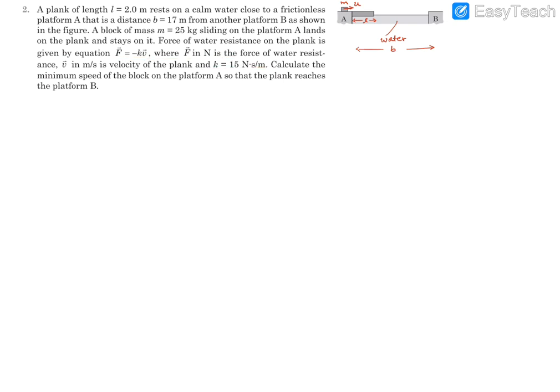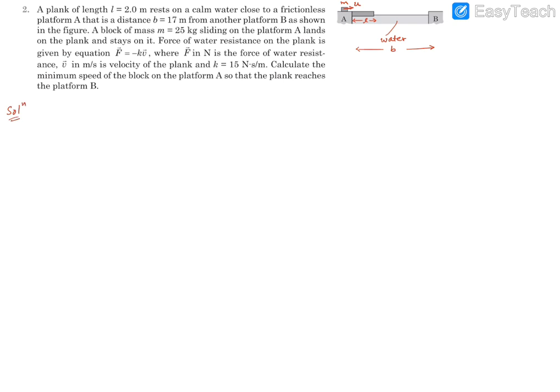We need to find the minimum speed of the block on platform A, that means this u value. So we need to find the minimum value of this u so that the plank reaches the platform B. So we need to find how much minimum velocity u should be so that this plank and block combination reaches this B end. That's our question. Now once we have understood the question, we can solve it.